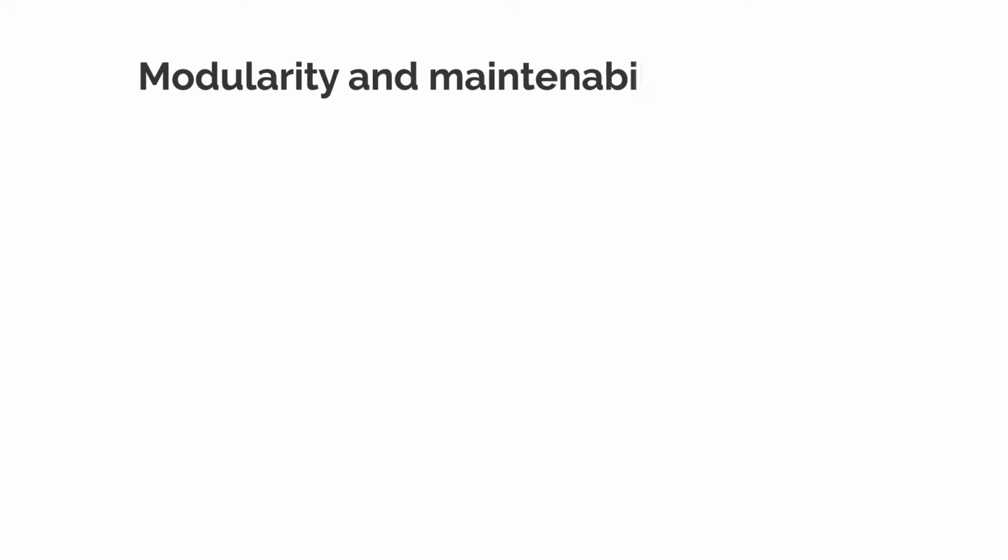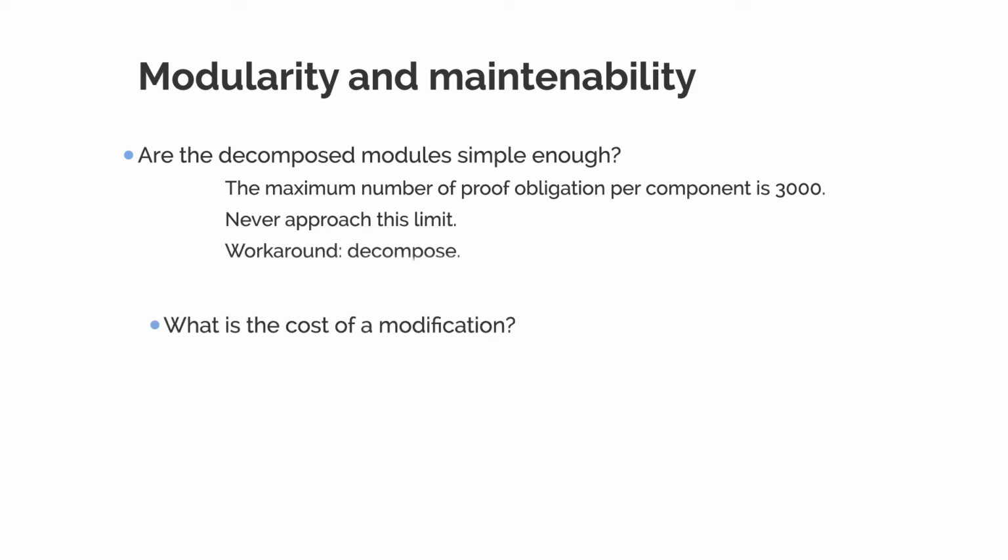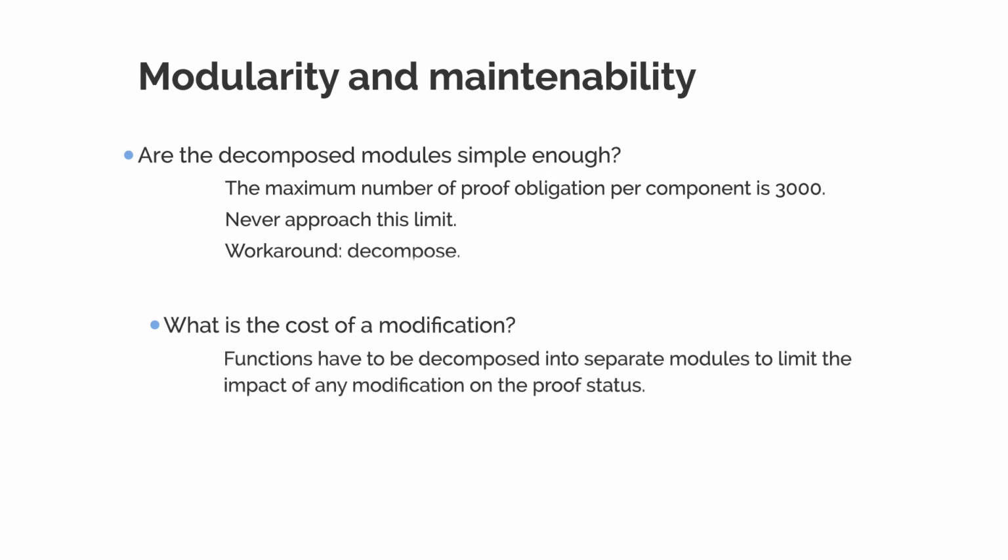Modularity and maintainability. Are the decomposed modules simple enough? The maximum number of proof obligations per component is 3,000. Never approach this limit. The workaround is to decompose. What is the cost of a modification? Functions have to be decomposed into separate modules to limit the impact of any modification on the proof status. The workaround is to decompose.